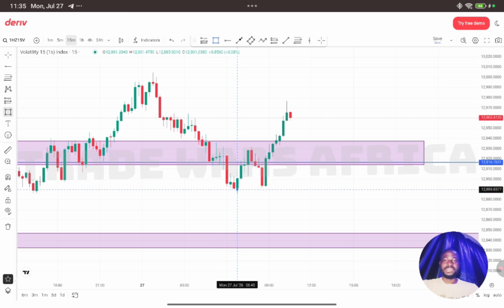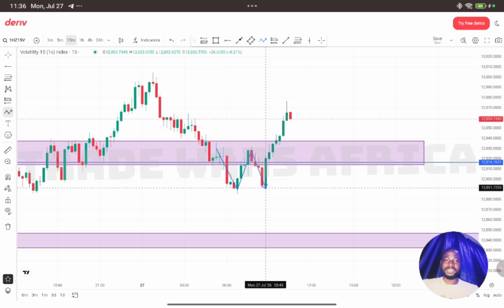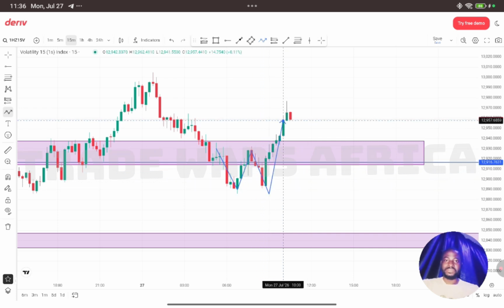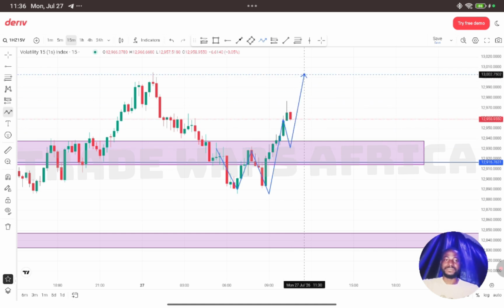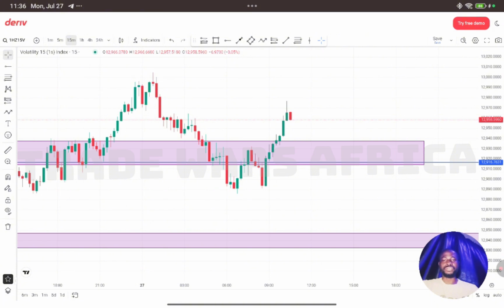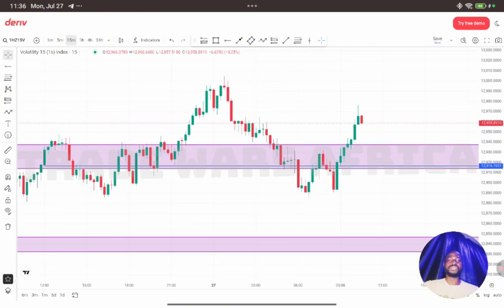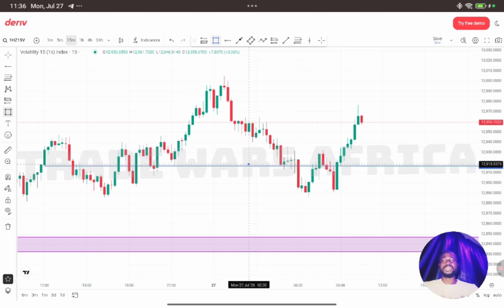Either a W pattern like this, a W pattern like this. It will break the neckline, retest the neckline, then overlap, or a head and shoulder. In this case, it is giving us a W pattern, and it has broken it around here.